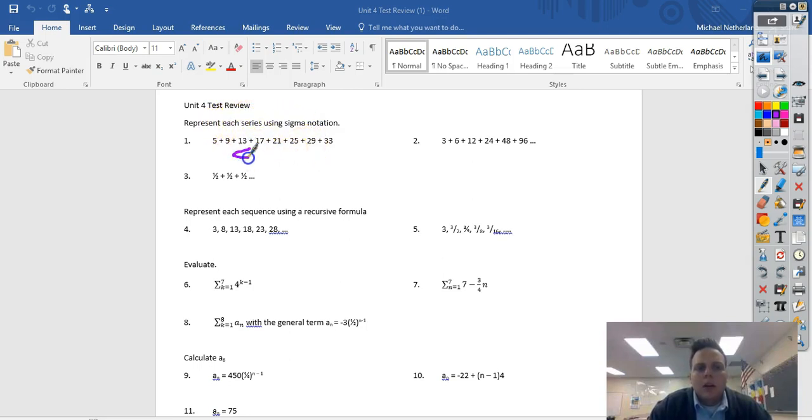So sigma is just this Greek letter, and we just say n equals 1, okay? And then we need to say, okay, how many terms are there total? 1, 2, 3, 4, 5, 6, 7, 8. Now, there's not a dot, dot, dot, so that means this stops at 8, okay? And then the next thing you need to do is put in the explicit formula.